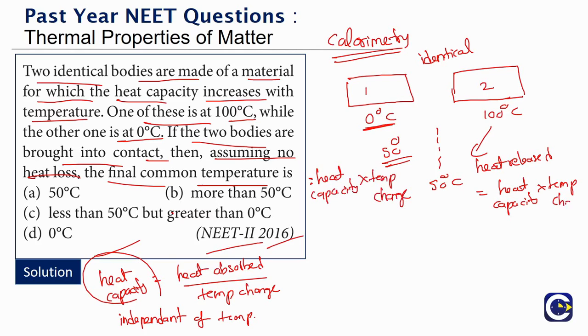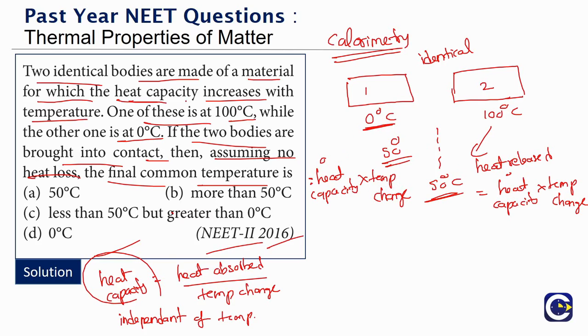Okay, so if the heat capacity is not changing with respect to temperature, what will we expect? Here there is a 50 degree rise and here a 50 degree decrease, so both of them will come to the final common temperature of 50 degrees Celsius. That is what is normally expected. But here, what is happening?